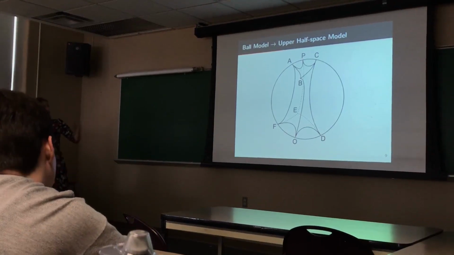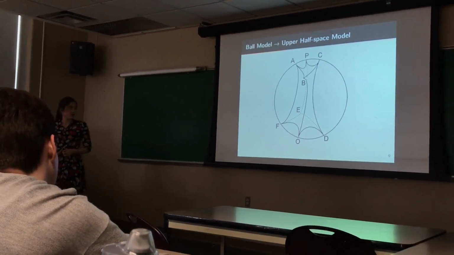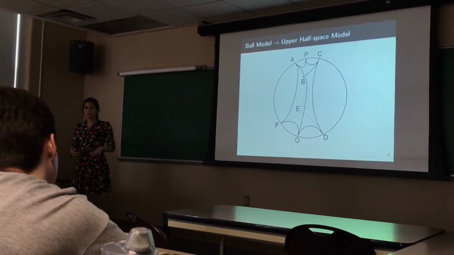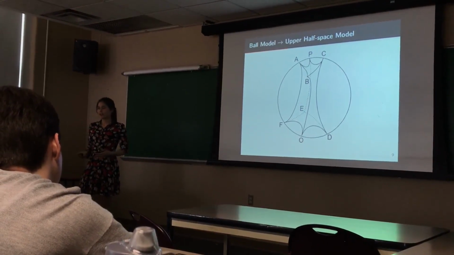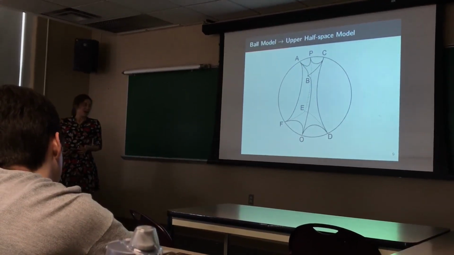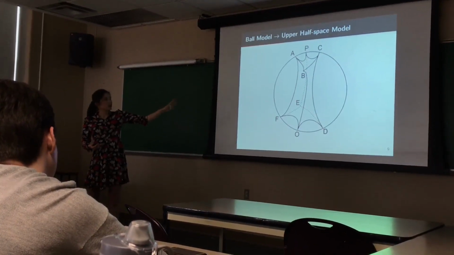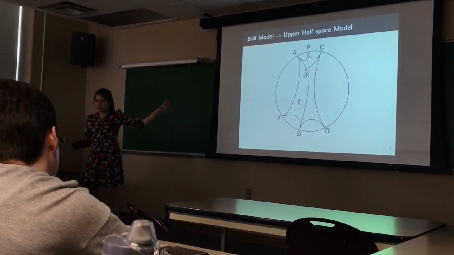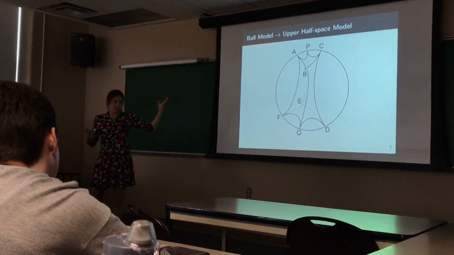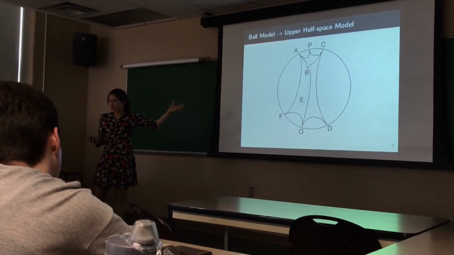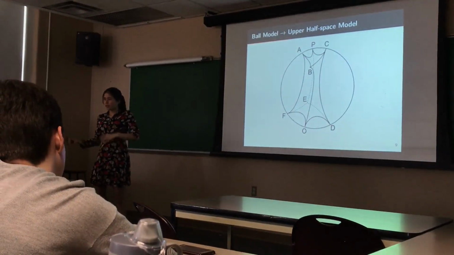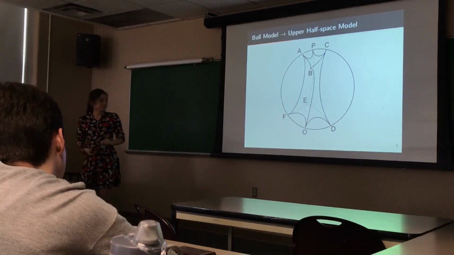But which one do I want to use, the ball model or the upper half space model? And I ended up deciding to use the upper half space model because the calculation seemed a little bit simpler. But although I had an idea of what a cube looks like in the ball model, because it still looks like a cube, I didn't know what the same cube would look like in the upper half space model, because the planes and the lines are defined differently.